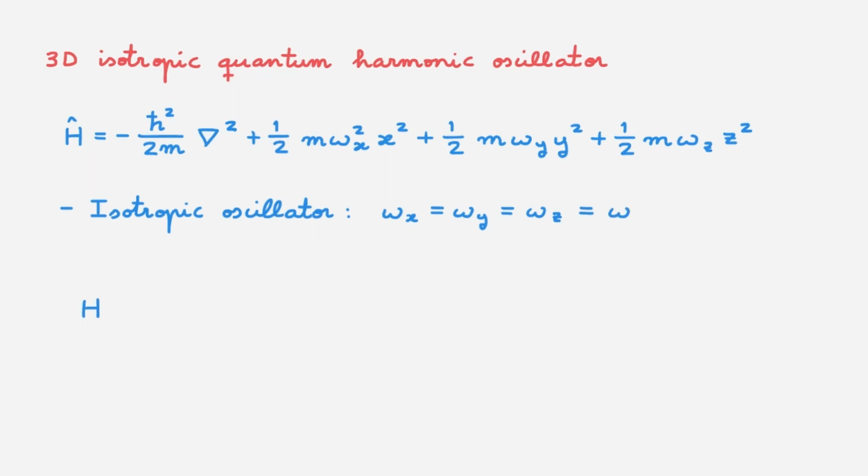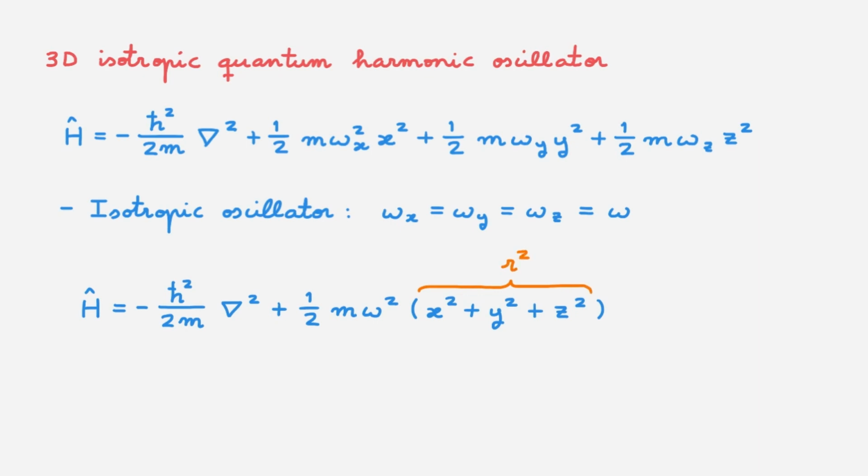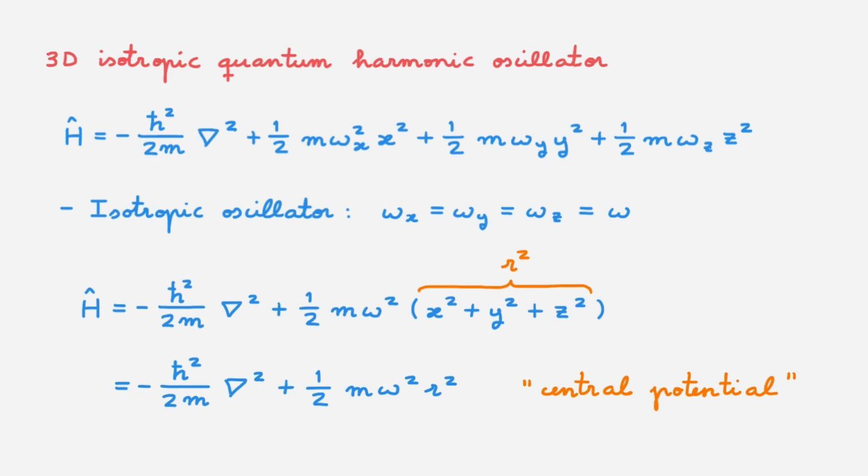We can then rewrite the Hamiltonian with the same kinetic energy. And for the potential energy, we can take this common factor multiplied by this sum of squares. And using spherical coordinates, this is simply the square of the distance r from the origin. And this means that the Hamiltonian of a three-dimensional isotropic quantum harmonic oscillator has the usual kinetic energy term and a potential energy term that is equal to 1/2 m omega squared r squared. The dependence on r means that the three-dimensional isotropic quantum harmonic oscillator is described by a central potential.